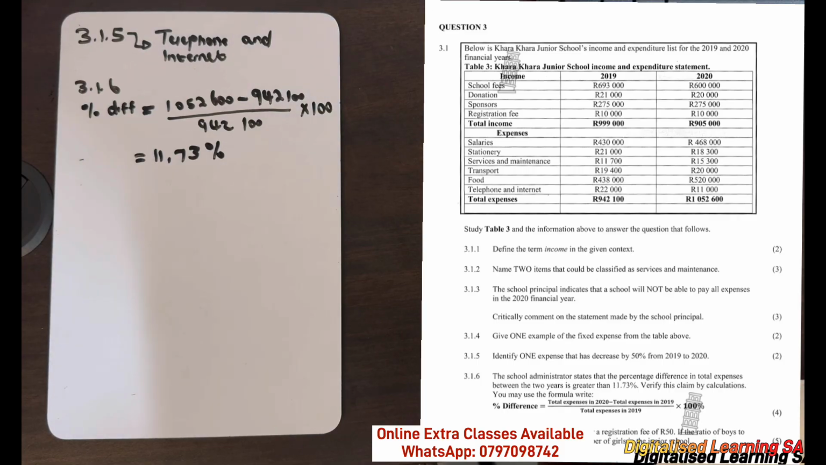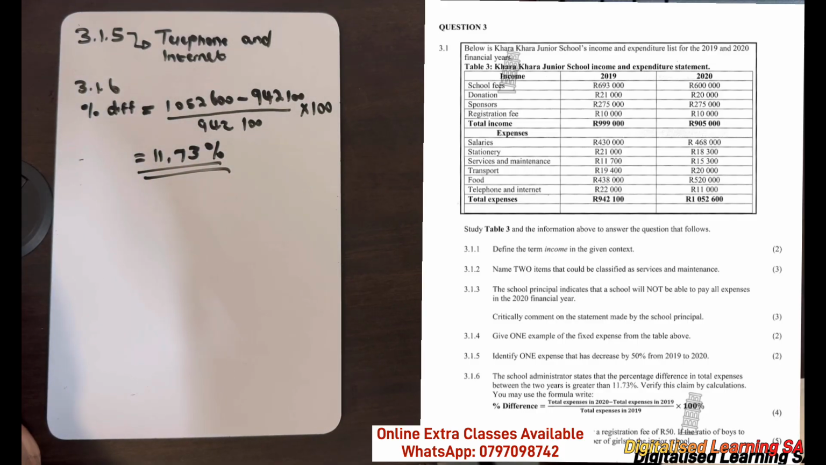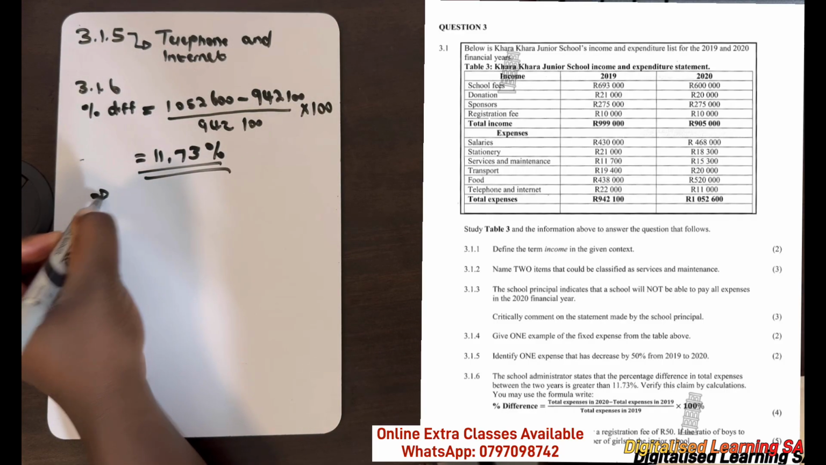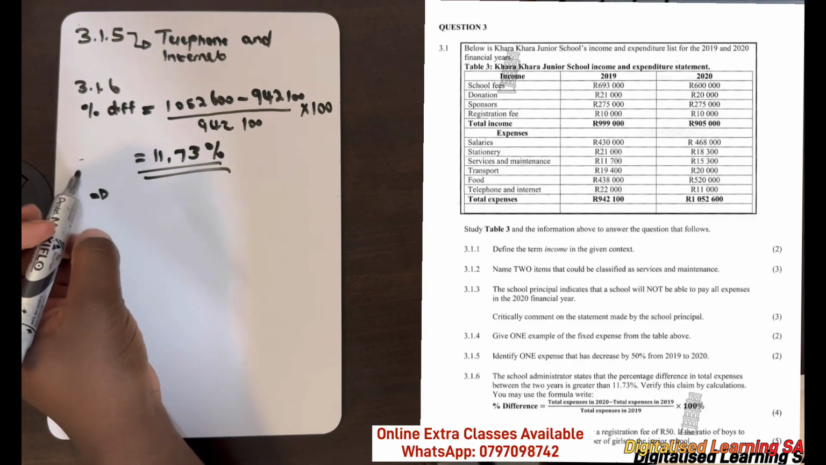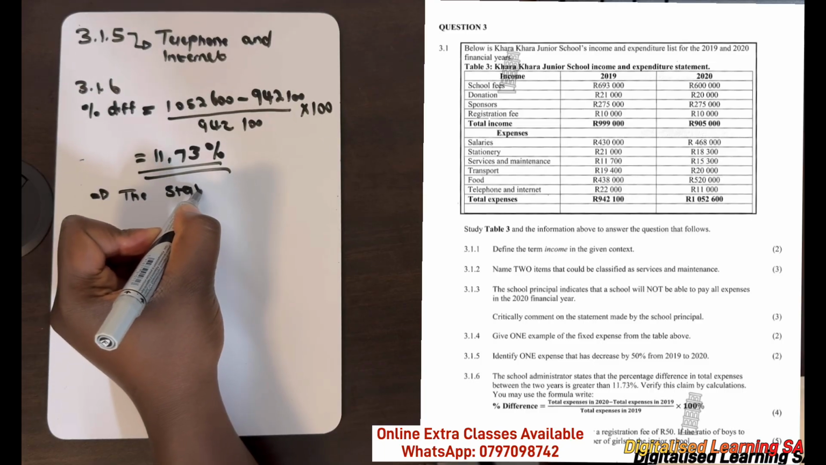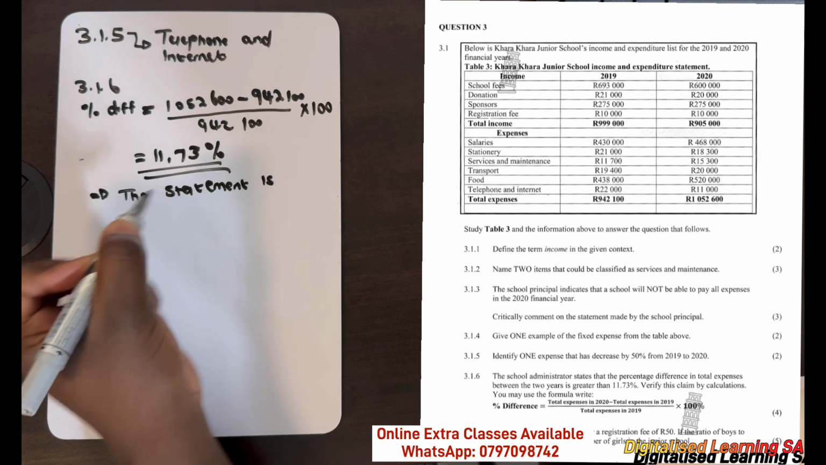So if we look at our question again, the question says that the school administrator states that the percentage difference in total expenses between the 2 years is greater than 11.73. But the answer that we got is 11.73. So it's not greater, but it is equal to 11.73. So we can conclude by saying that the statement is invalid.